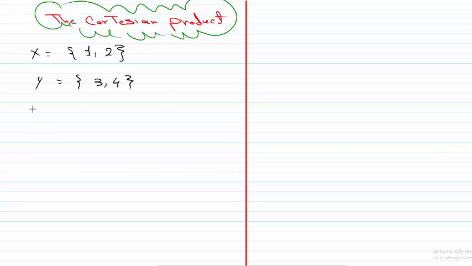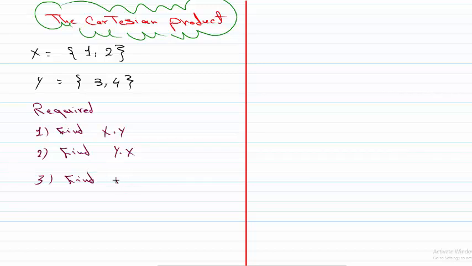Required number 1, find X multiply Y. Required number 2, find Y multiply X. Required number 3, find n of X. Required number 4, find n of Y. Required number 5, find n of X multiply Y.